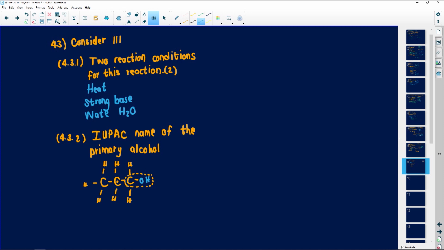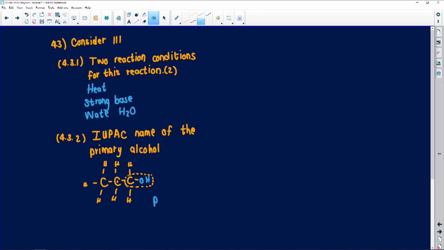Now let's name it. How many carbons do I have? 1 is meth, 2 is eth, 3 is prop. So I can say propan, on the first one, which is 1. There's an alcohol, and the name ending for alcohols is -ol. So it's propan-1-ol. That's how the name will go.